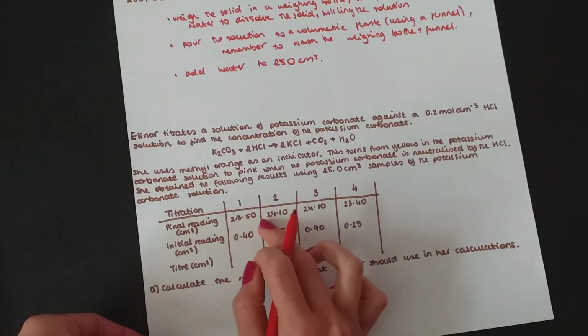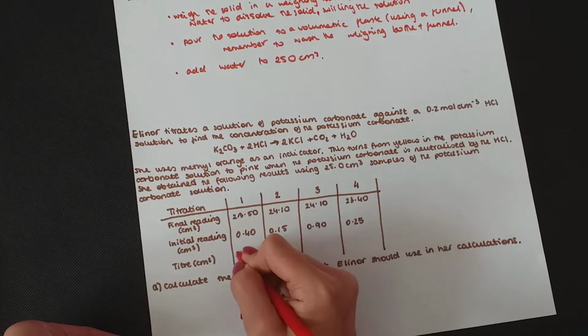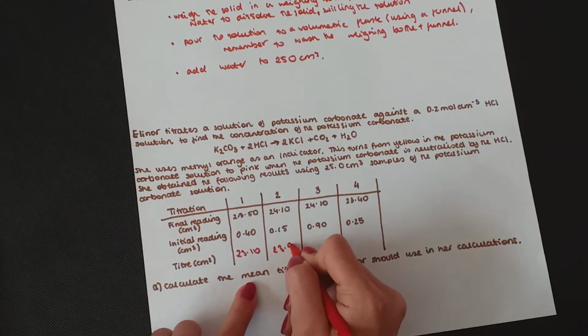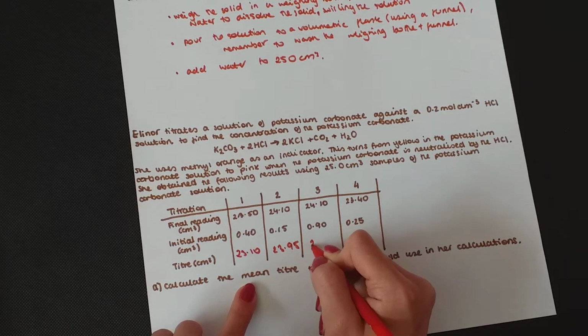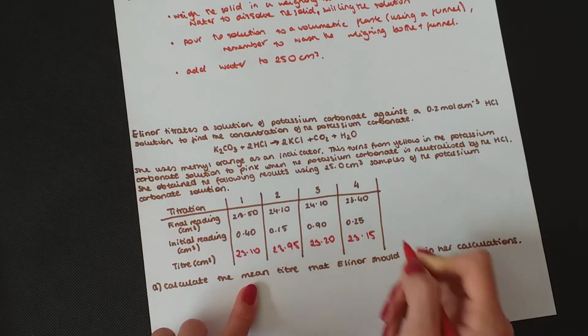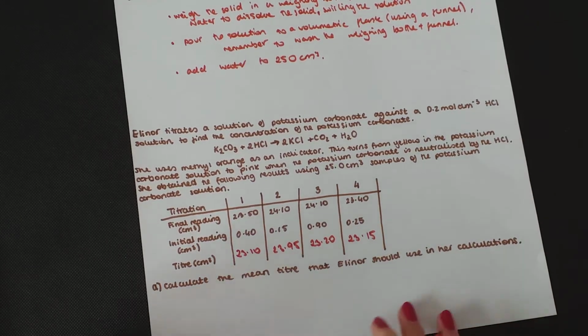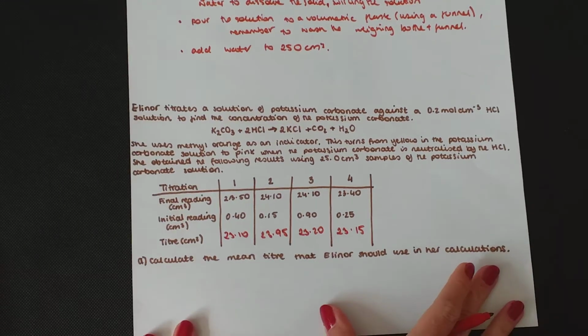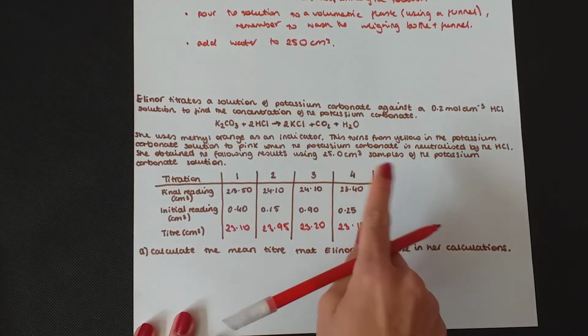So 23.50 minus 0.40 is 23.10. That's going to be 23.95, 23.20, and 23.15. So that's our titers. And now mean titer is adding them all together and dividing it by the number of titrations, which is 4.